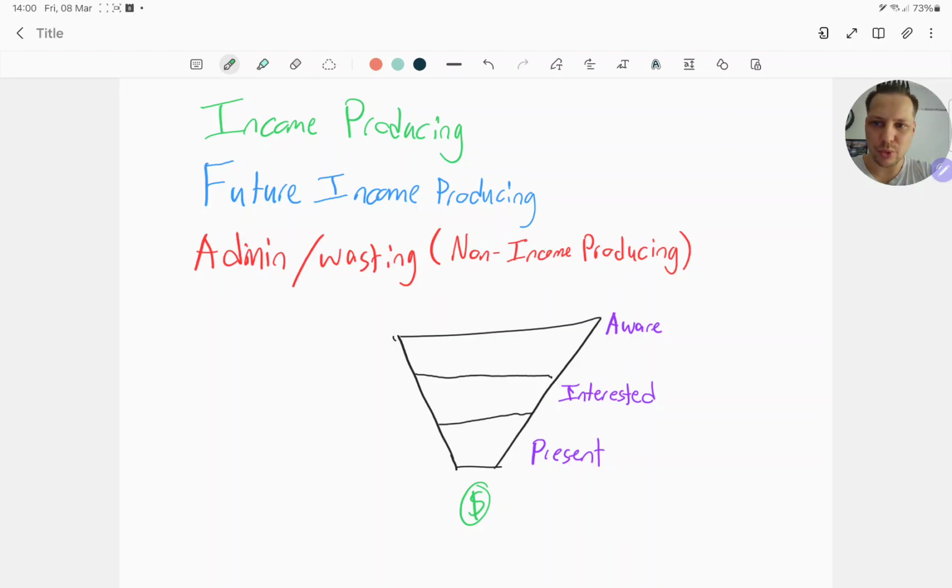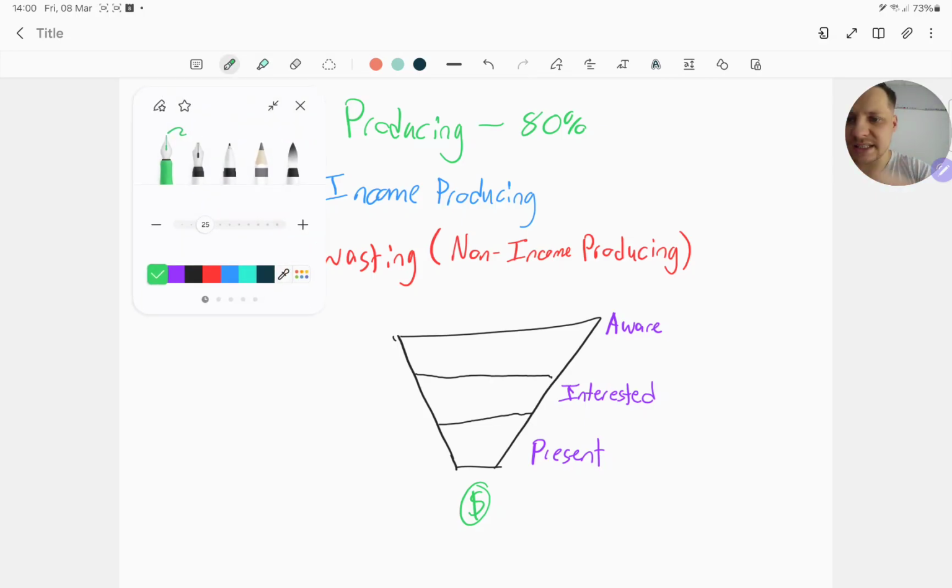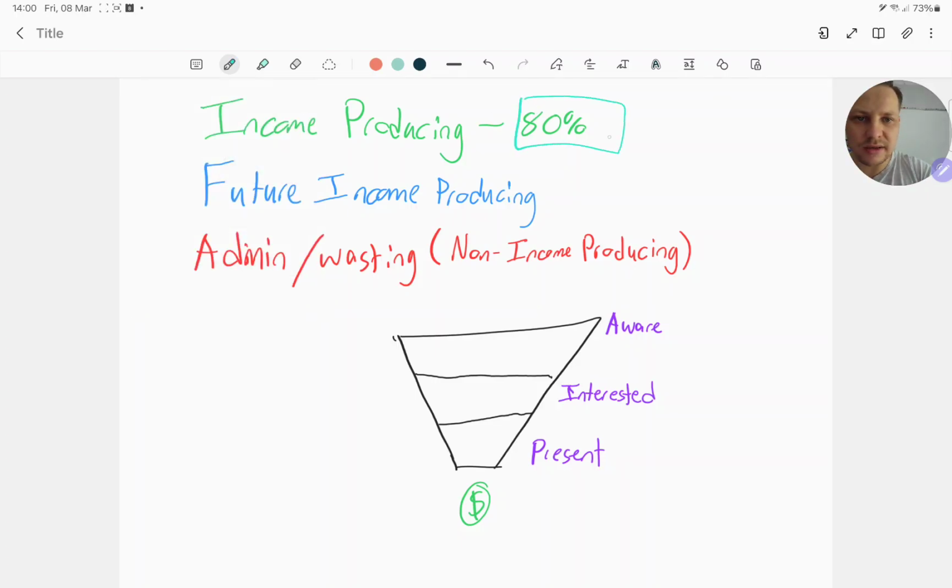So why is this important? We want to be spending at least 80% of our day over here. 80% of our time we want to spend on income producing activities. But what if we don't have 80% worth of income producing activities that we can work off of?